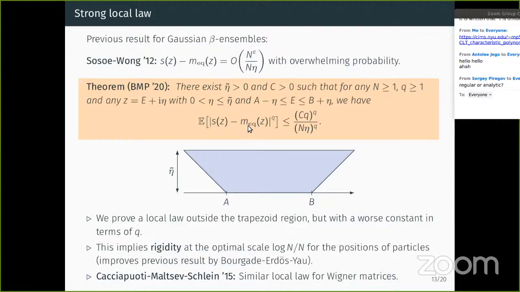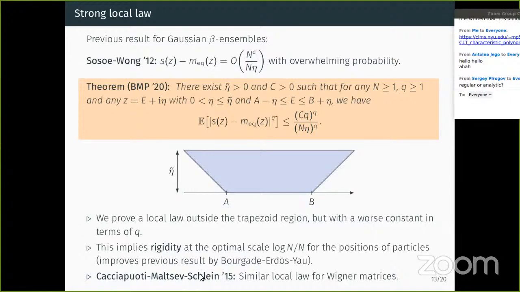Another comment is that this result, and also the result outside the trapezoid region, implies a rigidity for the eigenvalues at the optimal scale, which is log n over n. So the probability that any particle is further than a large constant times log n over n from its classical location is very small, smaller than any polynomial if we take the constant large enough. So this improves the previous result by Bourgade and Erdős-Yau for rigidity for this ensemble. And by the way, we don't use their results, so that's an alternative proof of rigidity, if you want.